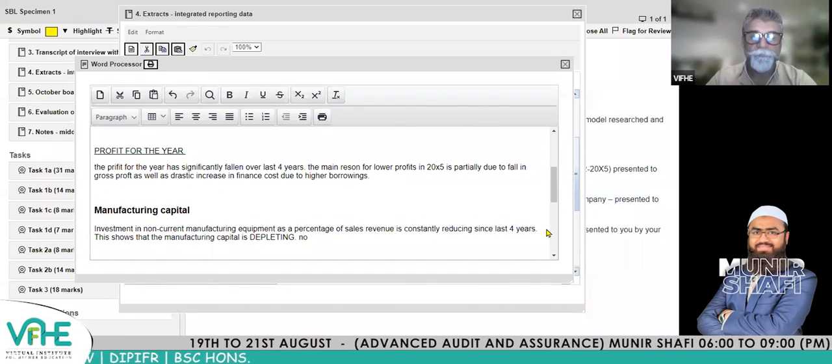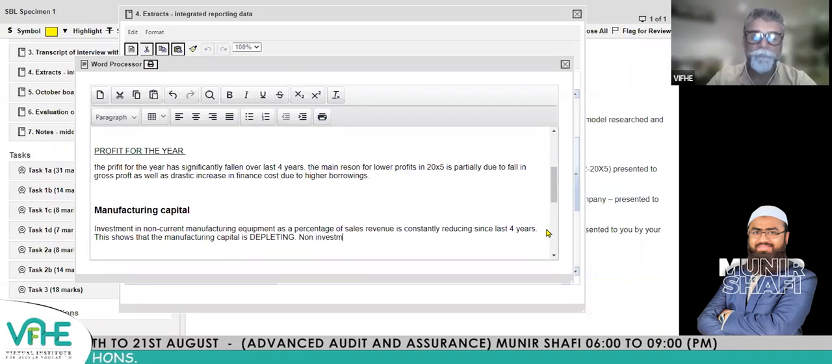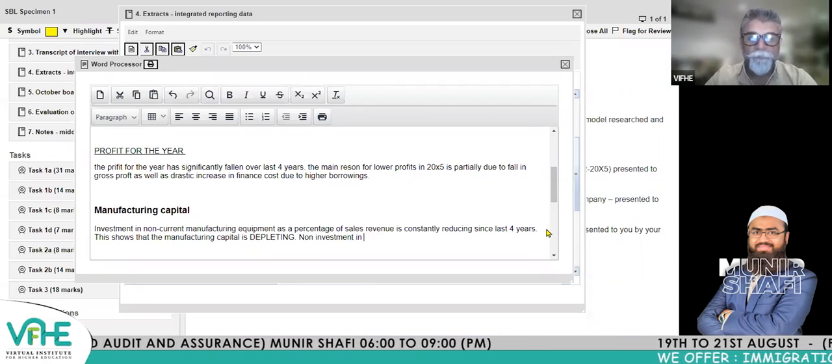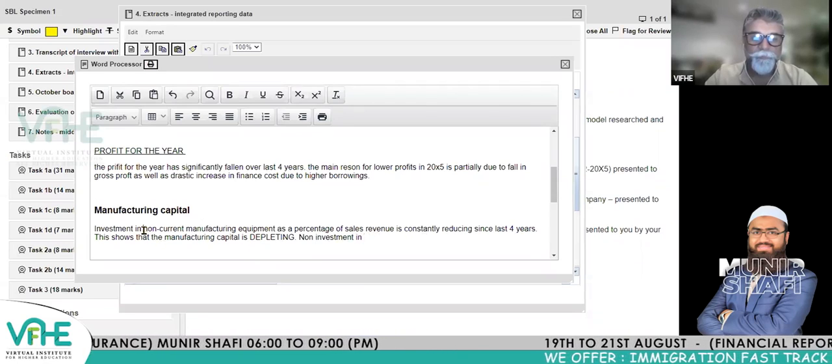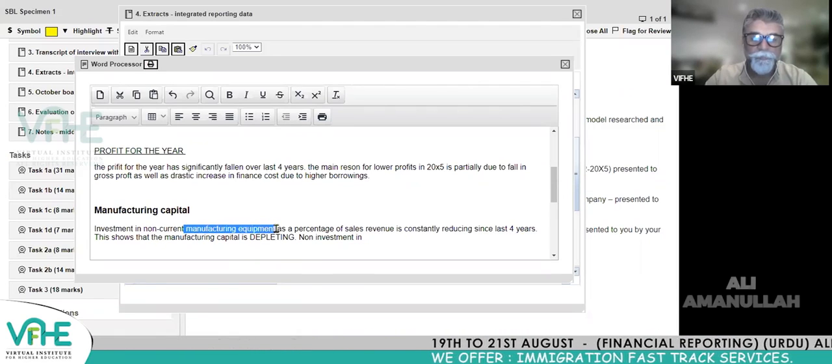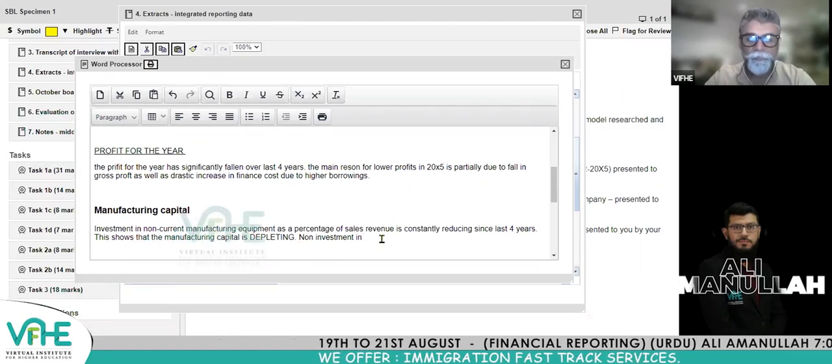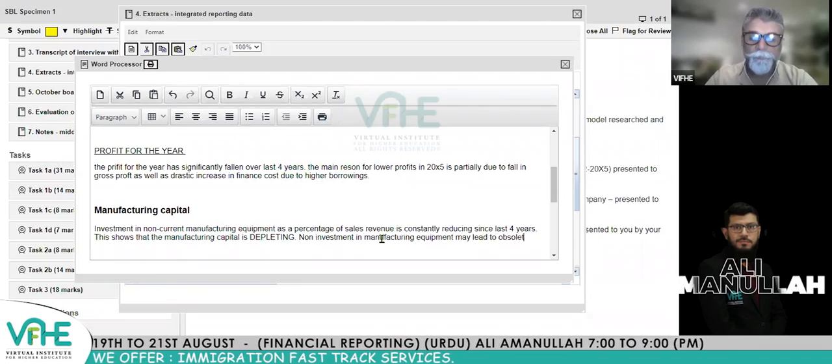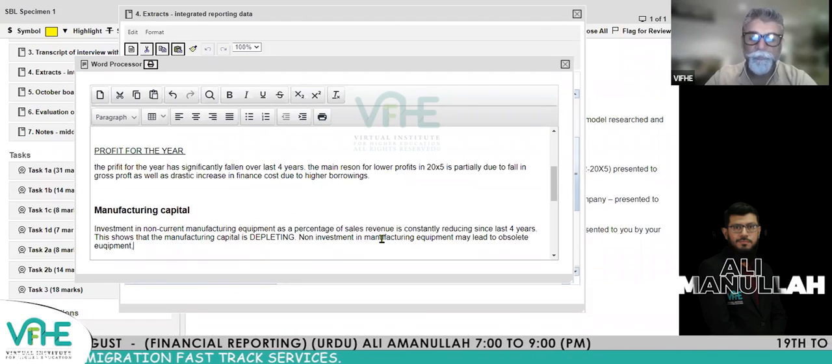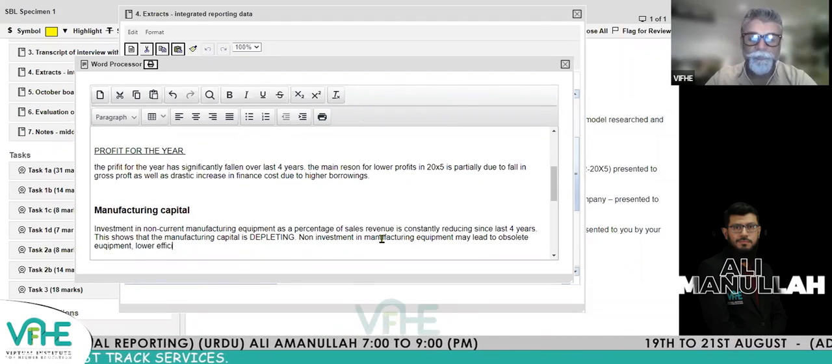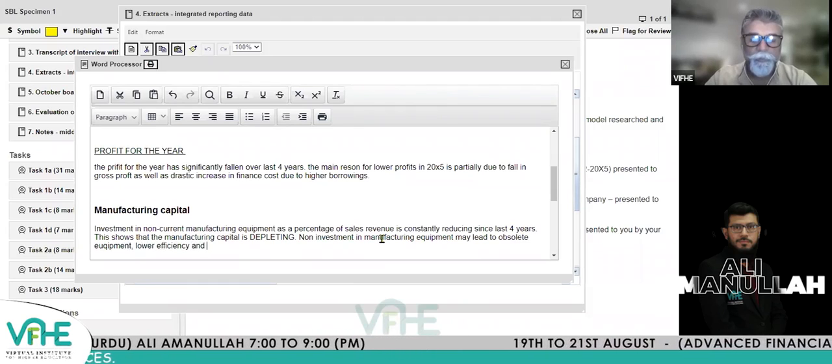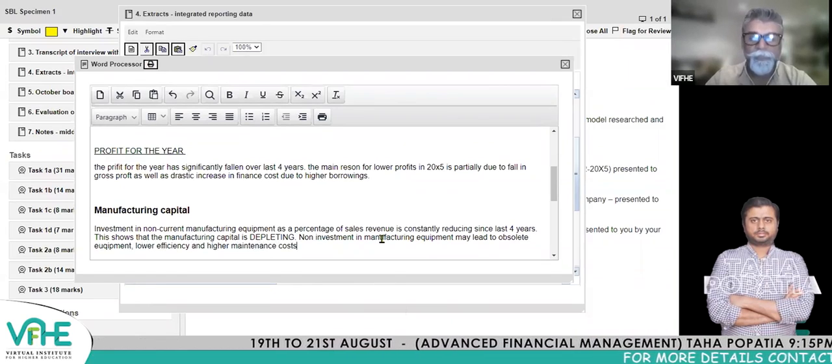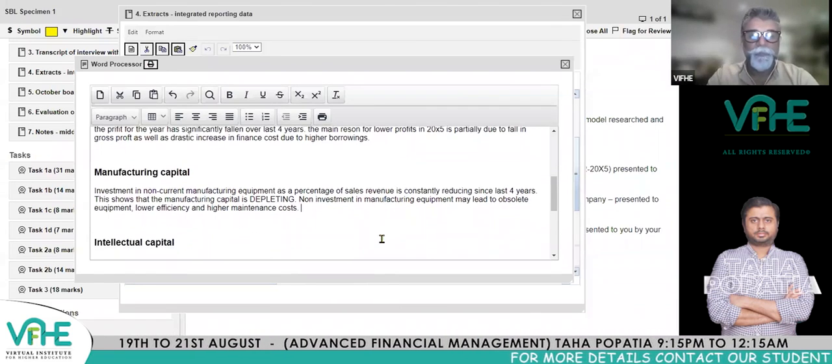Non-investment in NCA, non-current asset, in manufacturing equipment may lead to obsolete equipment, lower efficiency, and higher maintenance cost. That's it. The impact. Done.